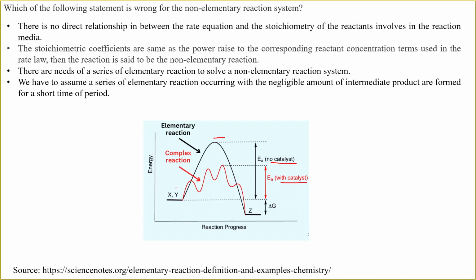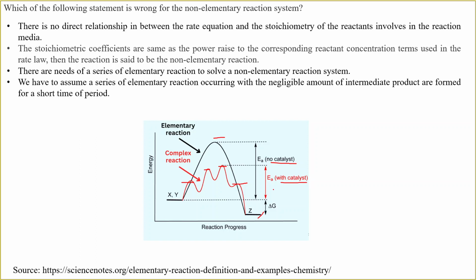In a non-elementary reaction, your reaction proceeds with the formation of multiple intermediate complexes. You can see 1, 2, 3, and 4. There are four different intermediate complexes being formed, and that then proceeds to form the product itself right here. This is just a general example. There are many times more than four intermediates being formed.